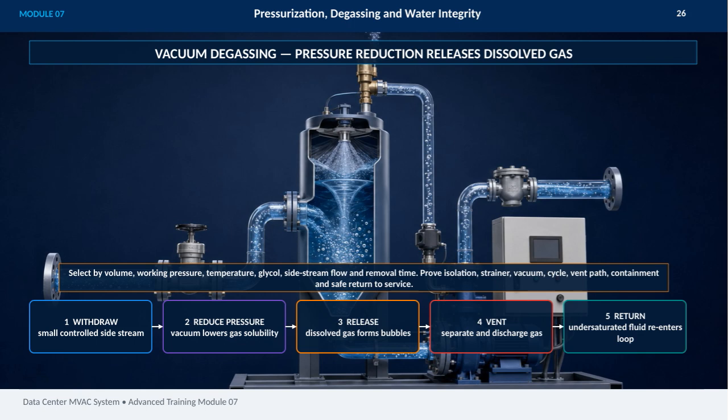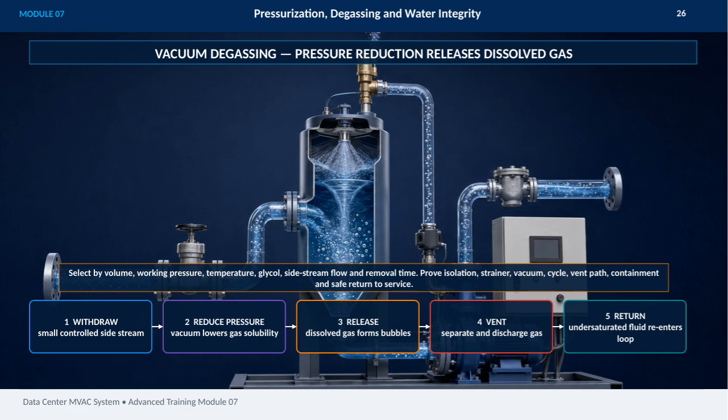Now, let's dive into the process of vacuum degassing in our data center MVAC system. The core idea here is that by reducing pressure, we can effectively release dissolved gases from the fluid. We start by withdrawing a small, controlled side stream from the main system. Then, we reduce the pressure using a vacuum, which lowers the gas solubility in the fluid. This causes the dissolved gases to form bubbles, which can then be vented out safely. Finally, the undersaturated fluid is returned back into the loop.